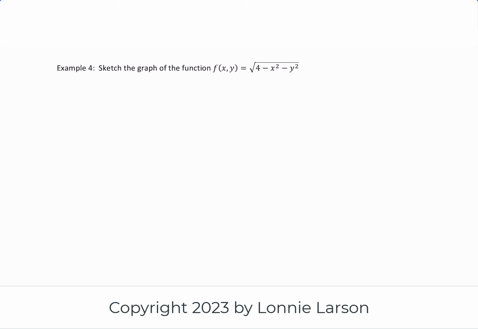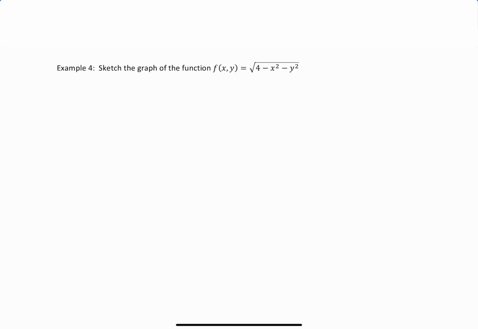Next, let's graph the function f of xy equals the square root of 4 minus x squared minus y squared. Now, this is not linear because there's exponents on the variables and they're inside a square root.